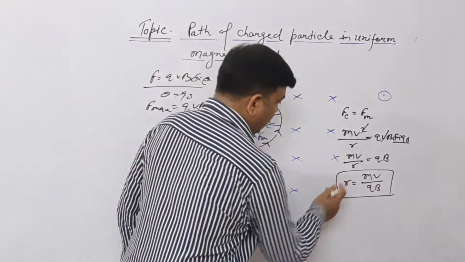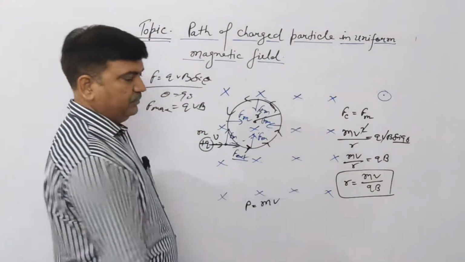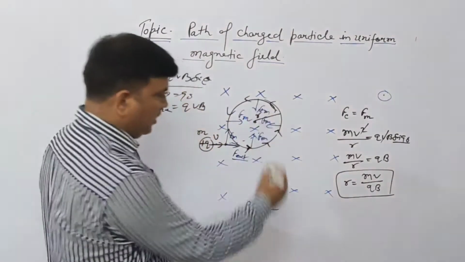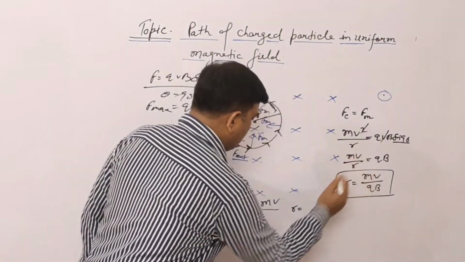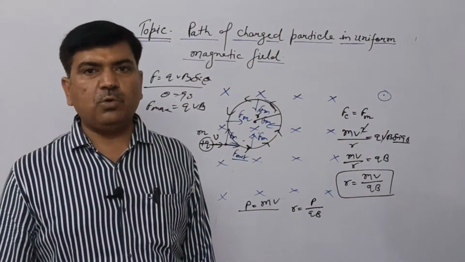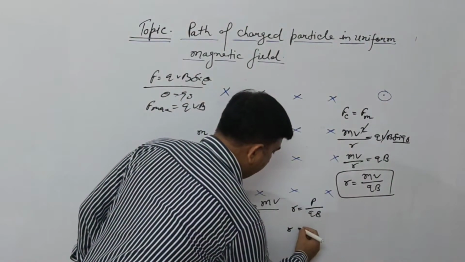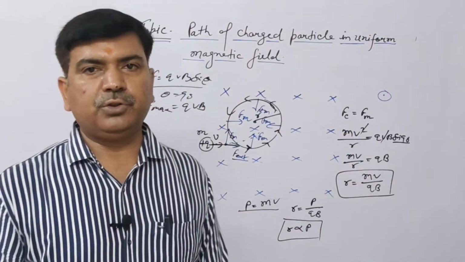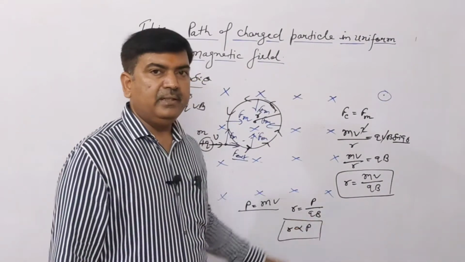And now the radius r, and everyone knows the linear momentum p equal to m into v. So according to this formula, we have to apply in this radius formula. So r equal to, in the place of mv, it is p by qB. If magnetic field B is constant and q is constant, then r is directly proportional to p. Then the radius of the circular path is directly proportional to the linear momentum if q and B are constant.